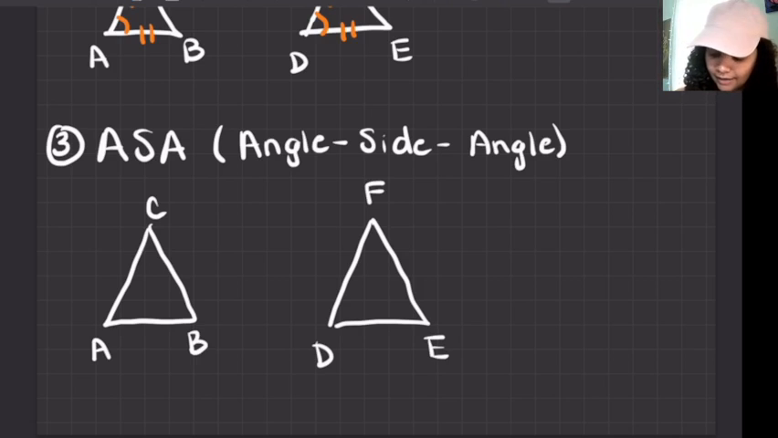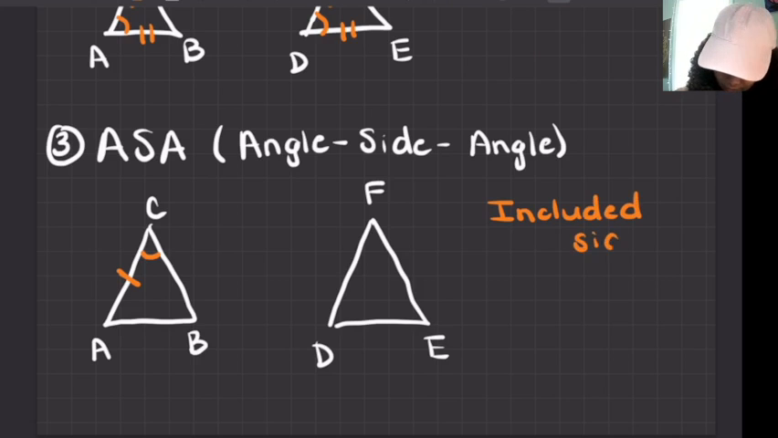So angle, side, angle. We have an angle. This time it's the included side. So when you're talking about the side in between, it's going to be the included side. And then the angle right after that is angle, side, angle. So angle, side, angle, okay? Angle, side, angle.